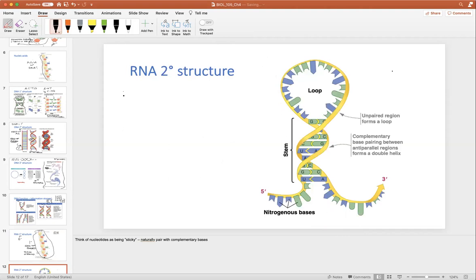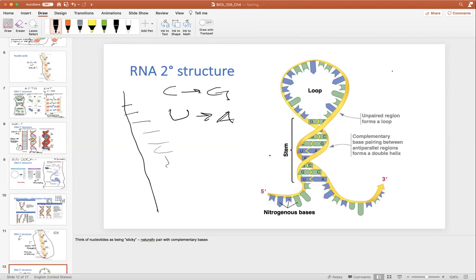Now, because RNA is single-stranded and it's got these bases sticking off, the RNA and DNA bases, with the exception of uracil and thymine, are the same, and they follow base pairing rules. They are attracted to one another. So even though RNA is single-stranded, C is still attracted to G, and U is attracted to A, okay?